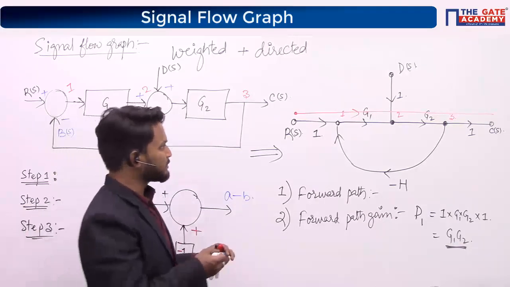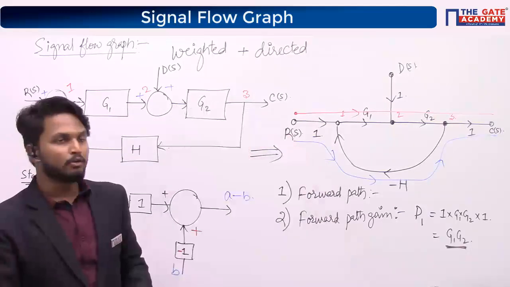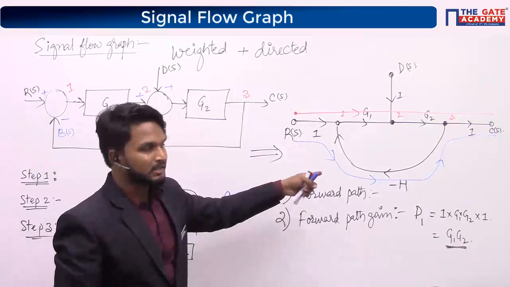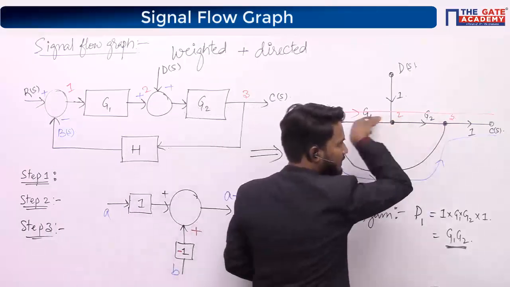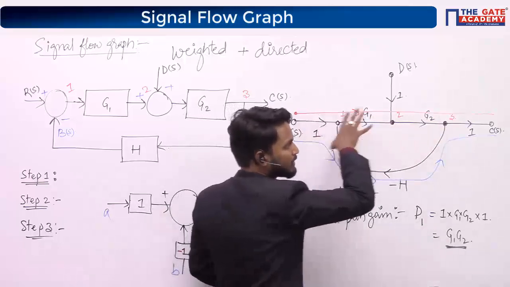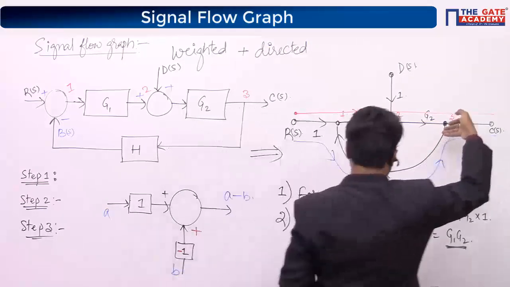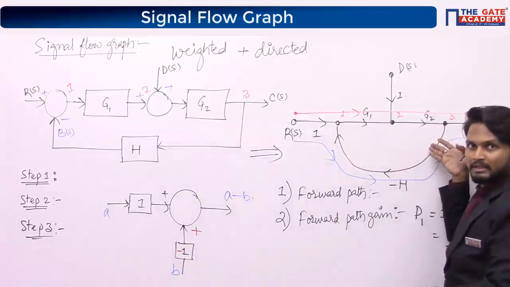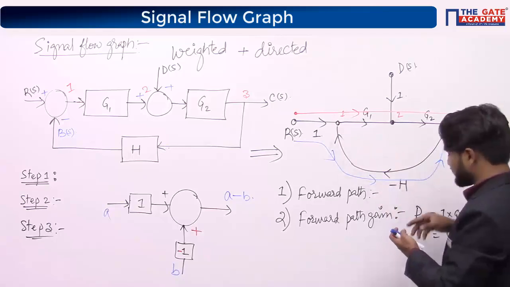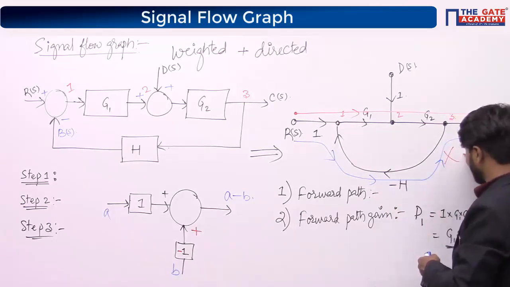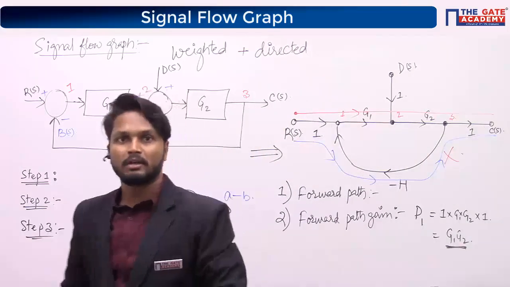So if you look at this particular path, can we consider this as a forward path? No. The reason is, the direction here is unidirectional, from the input towards the output, whereas in this case the direction is reverse, from the output towards the input, right? The direction is from the output towards the input. So this path is not a valid forward path, right?